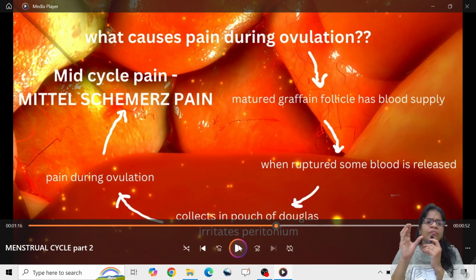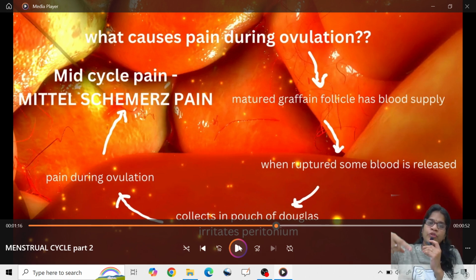See, the Graafian follicle has a blood supply, obviously, right? This mature Graafian follicle has a blood supply, and when it ruptures, some amount of blood will be released, right? When some amount of blood is released, it will enter into the pouch of Douglas.